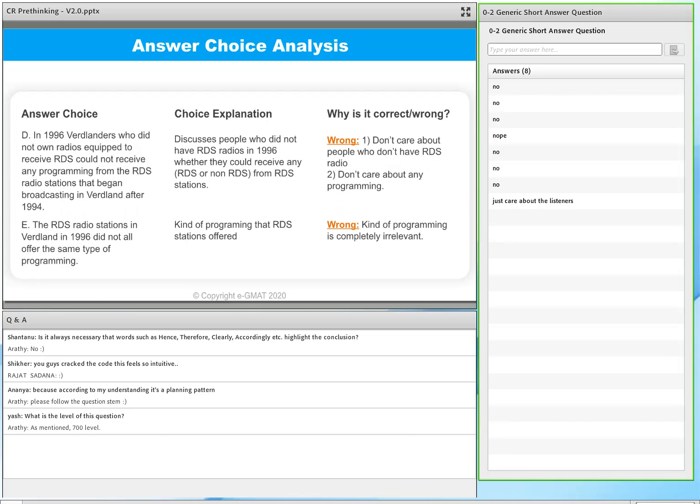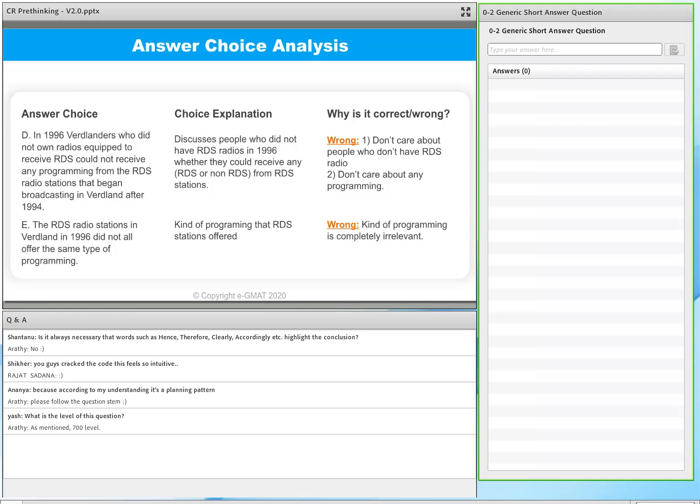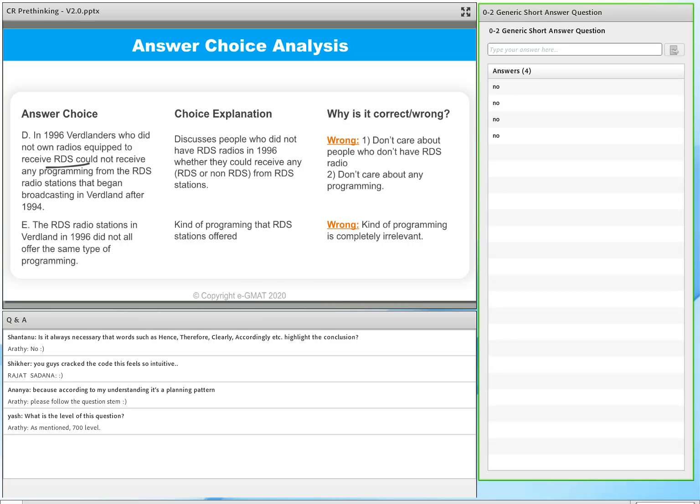Choice D was the most popular choice, and it's wrong on many counts. In 1996, Verlanders who did not own radios equipped to receive RDS. Do we care about people who don't have the right kind of radio? Do we care about them? No. If you're worried about use of 5G, do we care about people who only have 4G radios? No, we don't. Could not receive any programming. Do we care about any programming? No. It discusses the wrong people. It discusses the wrong programming. We don't care about them. This is completely irrelevant to what I'm trying to prove as an author.